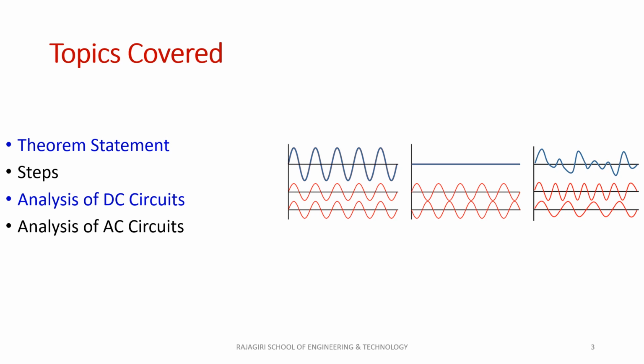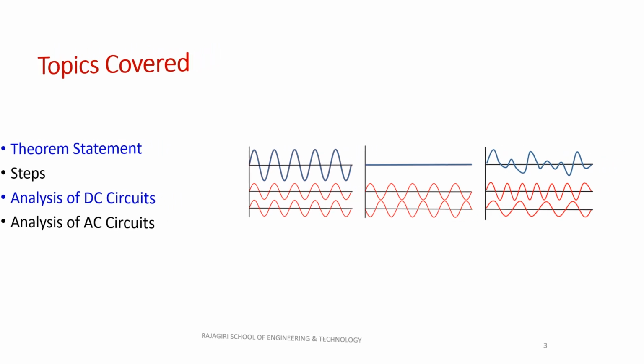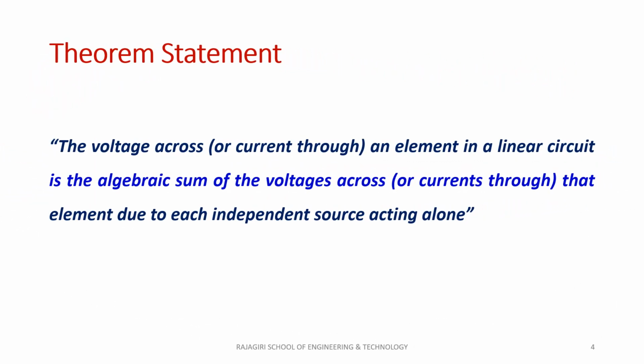We shall state the theorem and then see how it can be applied to both DC and AC circuits. The theorem states that the voltage across or current through an element in a linear circuit is the algebraic sum of the voltages across or currents through that element due to each independent source acting alone. This theorem can be applied only if two conditions hold good in the circuit: linearity and homogeneity.